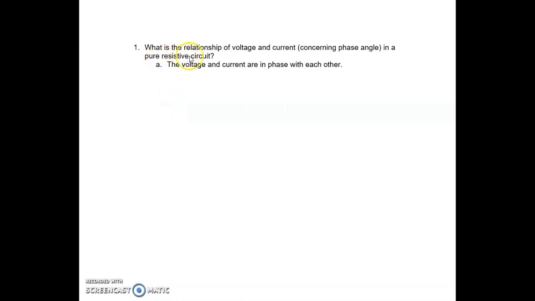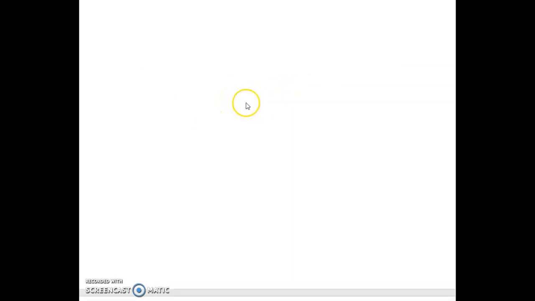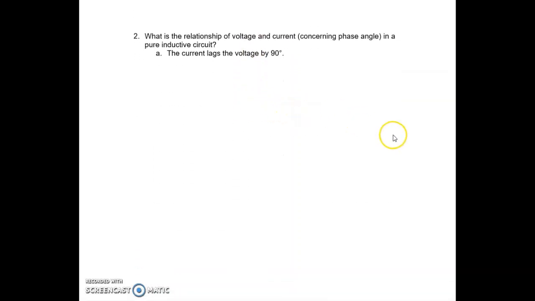Number 1, what is the relationship of voltage and current concerning phase angle in a pure resistive circuit? So this is a purely resistive circuit. And the answer is the voltage and current are in phase with each other. Number 2, what's the relationship concerning phase angle in a pure inductive circuit? In a pure inductive circuit, the current and voltage are 90 degrees out of phase.